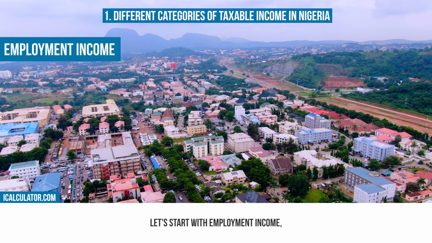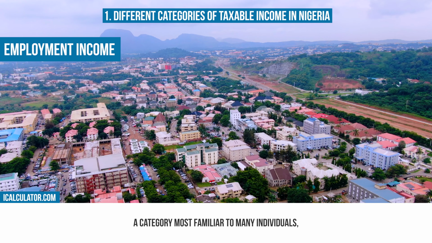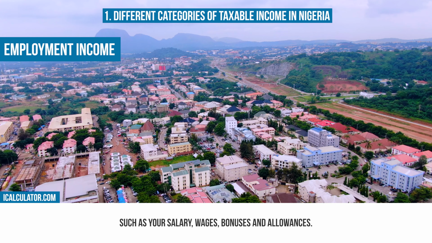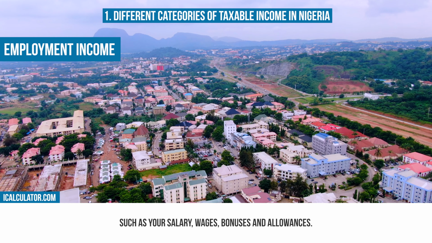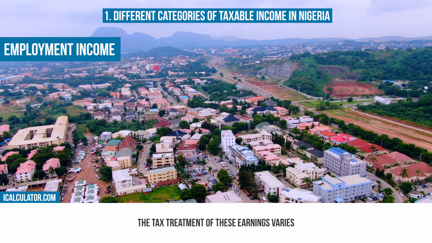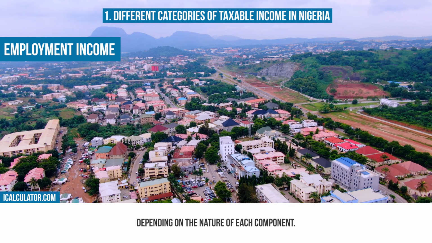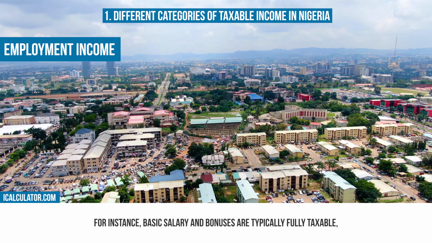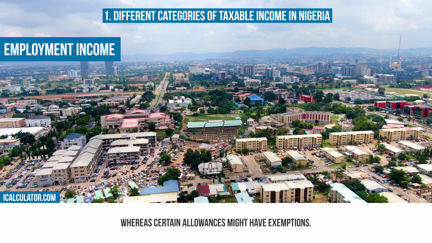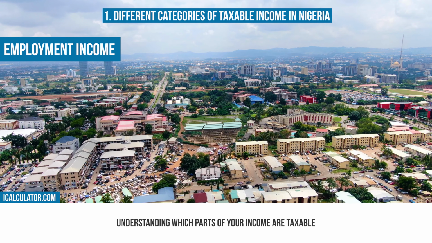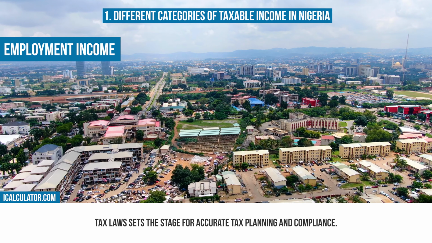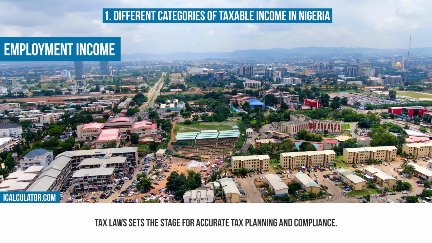Let's start with employment income, a category most familiar to many individuals. This includes what you earn from your job or profession, such as your salary, wages, bonuses, and allowances. In Nigeria, the tax treatment of these earnings varies depending on the nature of each component. For instance, basic salary and bonuses are typically fully taxable, whereas certain allowances might have exemptions. Understanding which parts of your income are taxable and how they fit into the Nigerian tax laws sets the stage for accurate tax planning and compliance.